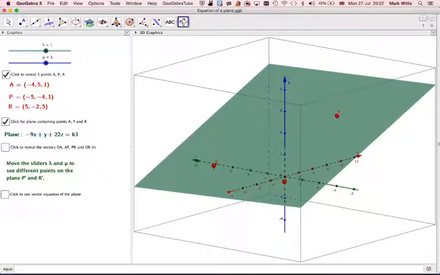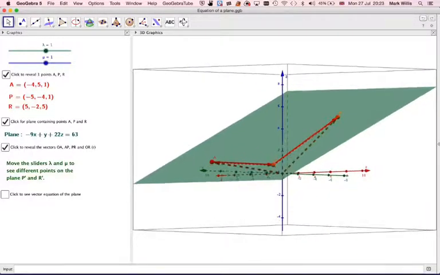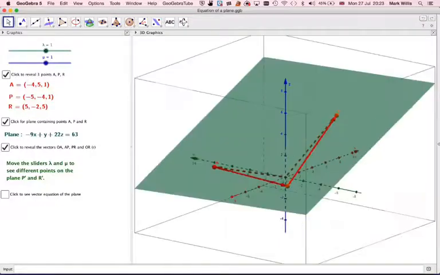Now, if we click here, oops, sorry, you have to click that first. Click here. What we see is some vectors, so we're just going to explain each of these. We've got here the origin. So we go from the origin to point A, and then we do some multiple of a vector AP plus some multiple of a vector PR. And that gives me a general point R, X, Y, Z. Let's just put it back like that to begin with.